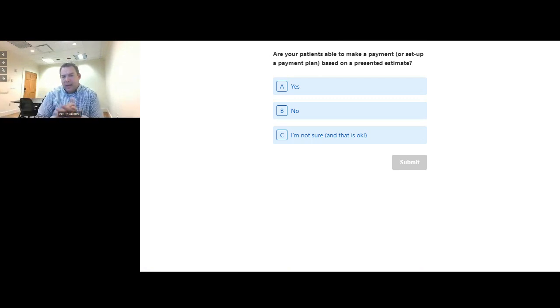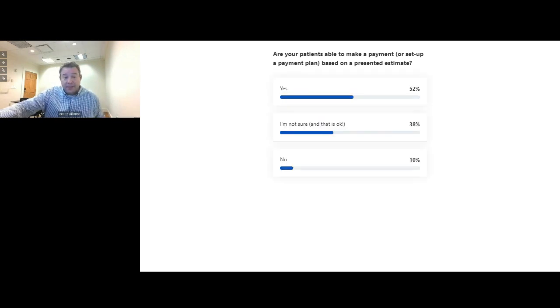So just to take a short break here in terms of taking a poll, are your patients able to make a payment or set up a payment plan based on a presented estimate? So I'm going to take 30 seconds there to go through that. It's either yes, no, or I'm not sure. And that's okay if you don't know. So 40% yes, zero on no, and 60% I don't know.